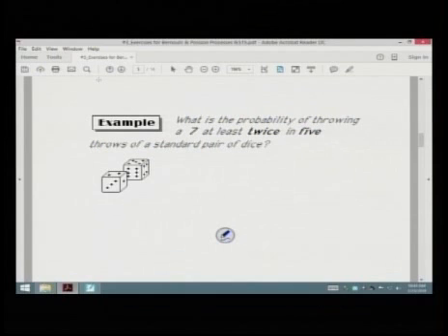Okay, so in this case, we're dealing with a pair of dice. So we want to know the probability of throwing a 7 at least twice in 5 throws of a standard pair of dice. Of course we know that there are 36 different outcomes when you throw a pair of dice. Is that right? 6 by 6 becomes 36. So there are 6 times 6, 36 different outcomes you're going to get.